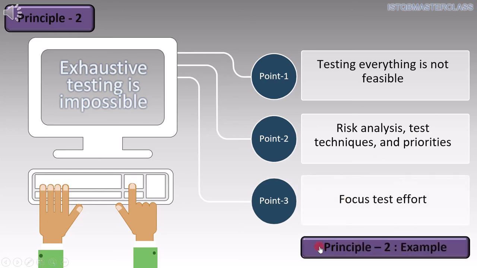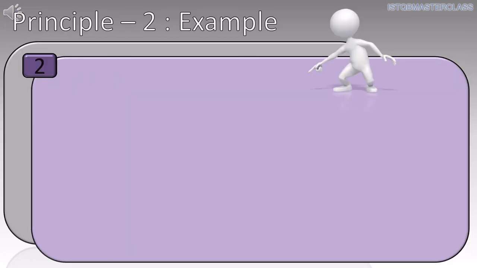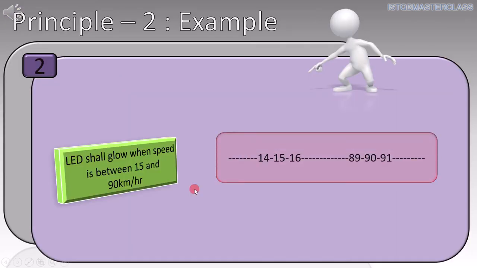The final point is to focus test effort. When we're testing a feature, we need to know how much effort it requires. This is why exhaustive testing is impossible. Testing requires a certain amount of effort, and that is why testing everything is not feasible. Let's use an example here. Say a customer's requirement is the following: LED shall glow when speed is between 15 and 90 kilometers per hour. So there is a LED that will only glow when the speed is between 15 and 90.